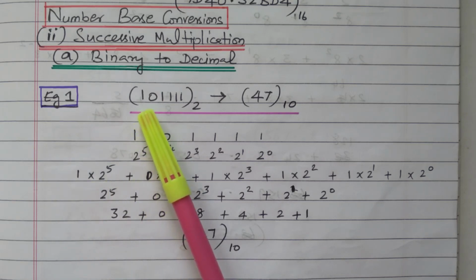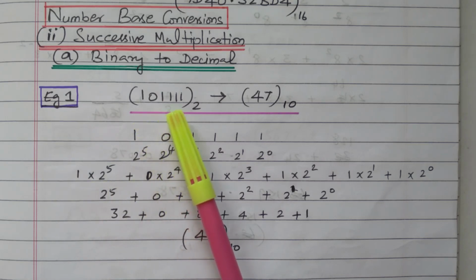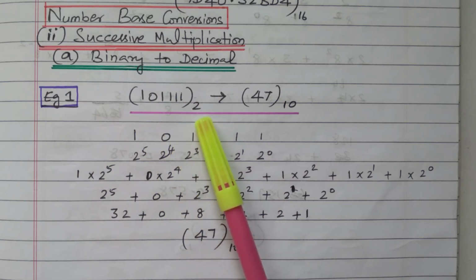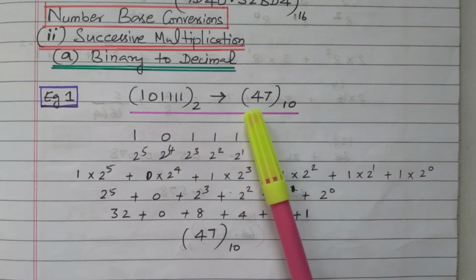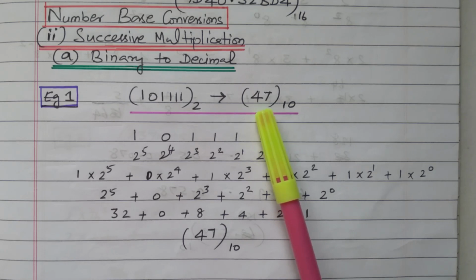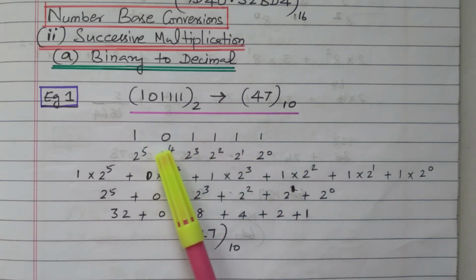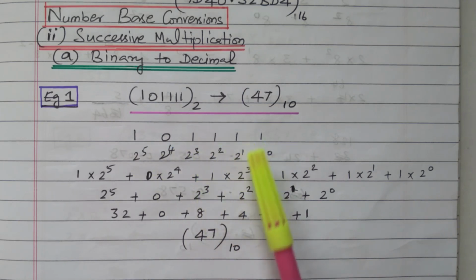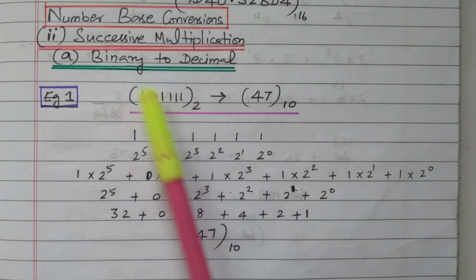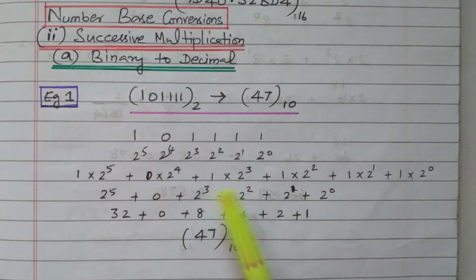The binary number given is 101111. Right? So while converting we got 47. We'll see how we got the 47. So this 10111 is written. So how to convert it is by successive multiplication. The topic is successive multiplication.